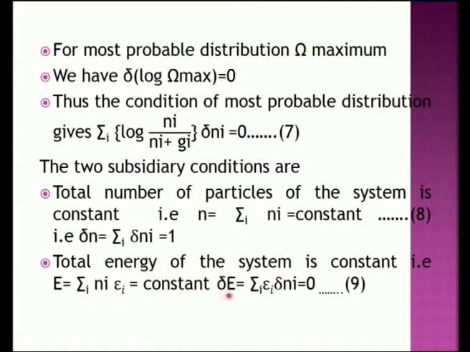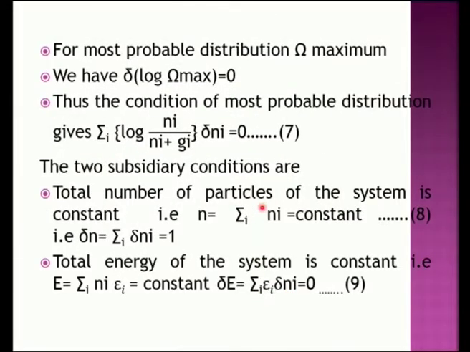Then del E, the variation of this E with respect to any variable, is equal to summation over i of epsilon_i del n_i is equal to 0. Keep this as equation 9. Now, apply the Lagrangian method of undetermined multiplier.